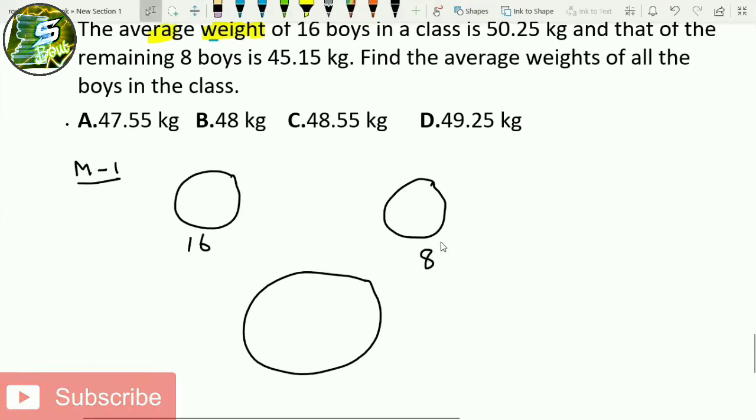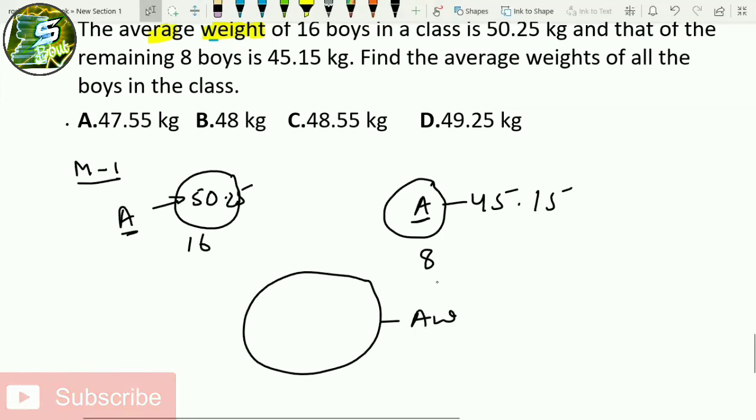What is given here is that the average of the 16 members is 50.25. Again, let me tell you, this average is 50.25. This average is 45.15. I'm repeating, this is the average. And they ask for the average of the combined third group, meaning the weighted average. Method number one uses the formula, but I'm doing it so that you can understand.